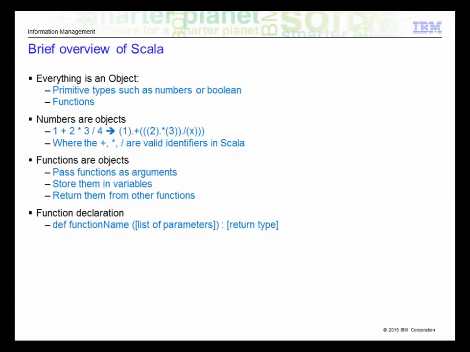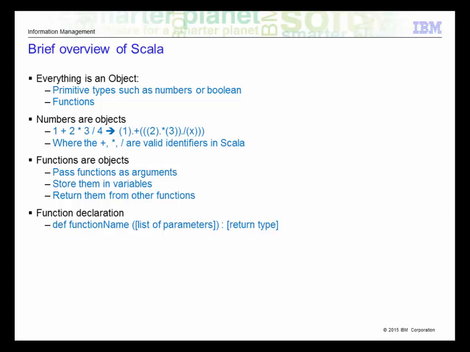Here we have a brief overview of Scala. Everything in Scala is an object. The primitive types that are defined in Java, such as int or boolean, are objects in Scala. Functions are objects in Scala and will play an important role in how applications are written for Spark. Numbers are objects. This means that in the expression you see here, 1 plus 2 times 3 divided by 4, the individual numbers invoke the various identifiers addition, subtraction, multiplication, and division, with the other numbers passed in as arguments using the dot notation.